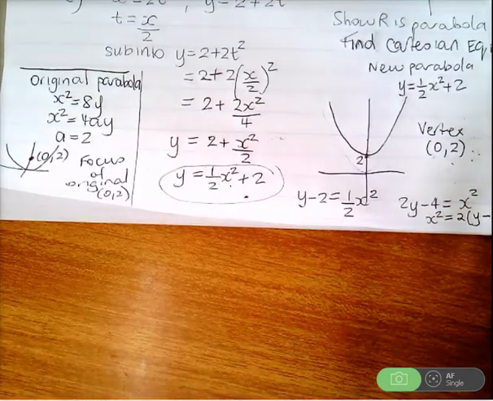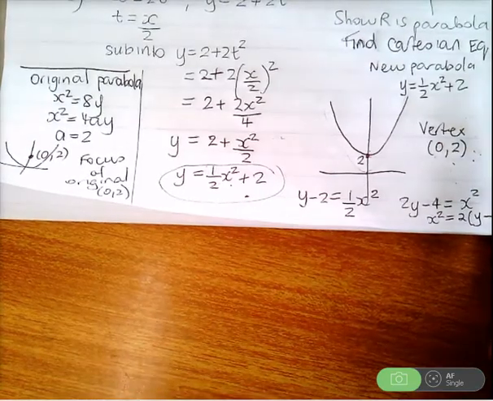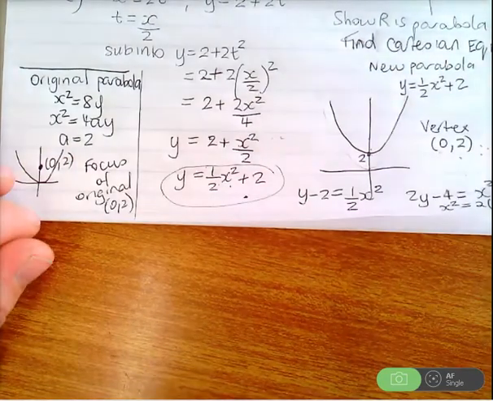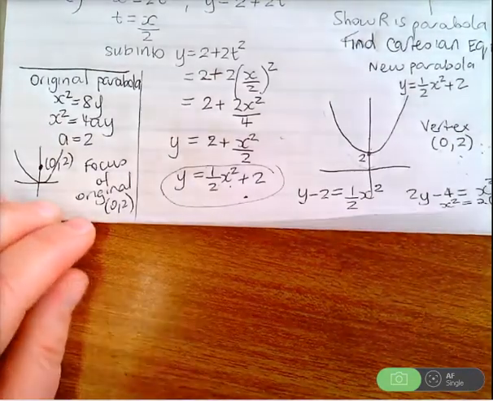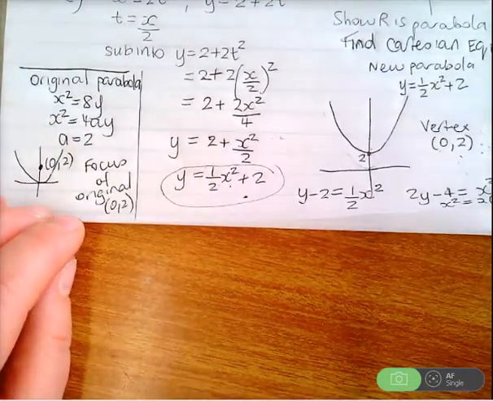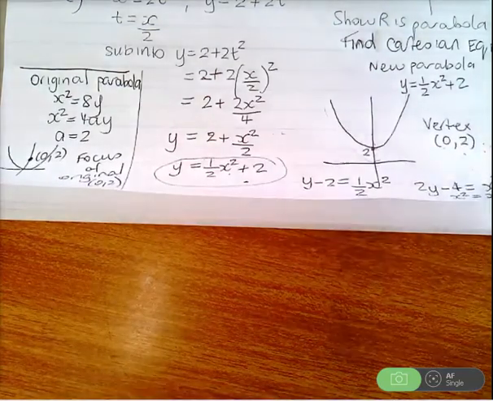Girls, you know what you've got to do? You've got to pick out in the question, what do I need to do? Show that the vertex of this parabola, work out the vertex of this parabola, is the focus of the original parabola. Work out the focus of the original parabola. R is the midpoint of this. Work out the midpoint of that.